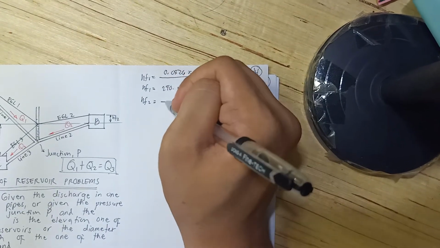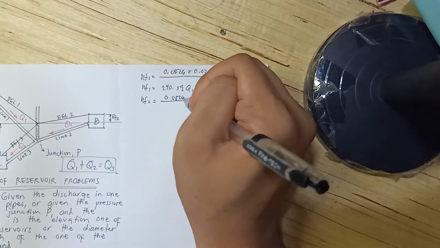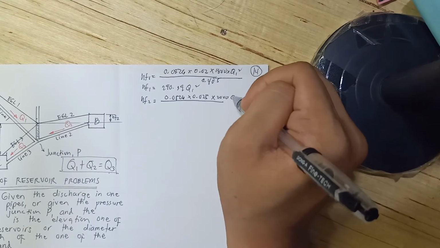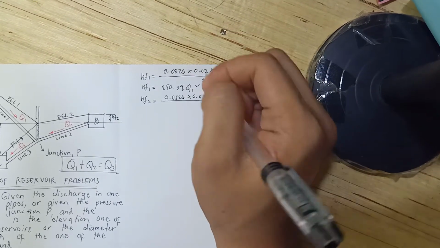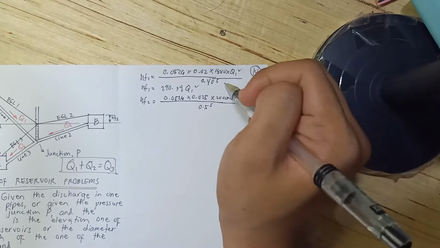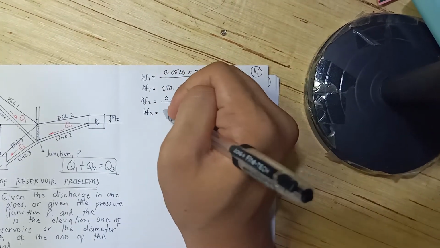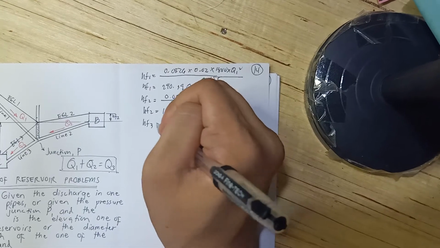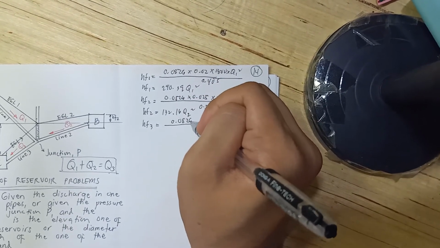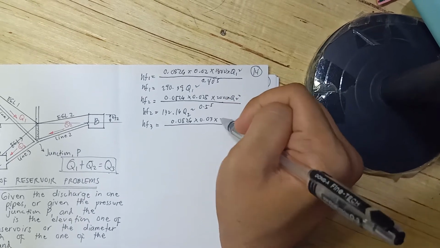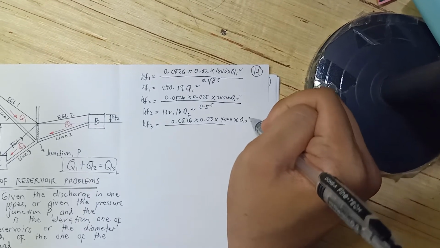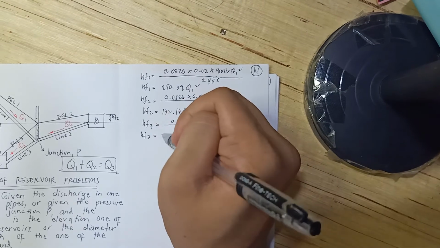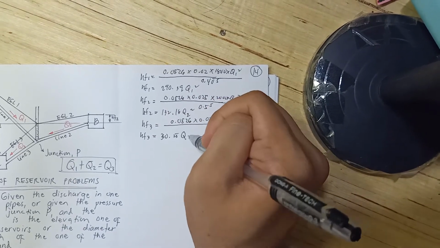HF2 equals 0.0826 times 0.025 times 2,000 times Q sub 2 squared over 0.5 to the power 5. So HF2 is 132.16 Q sub 2 squared. HF3 is 0.0826 times 0.03 times 4,000 times Q sub 3 squared over 0.80 to the power 5. So HF3 now is 30.25 Q3 squared.